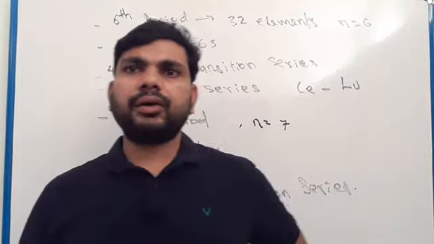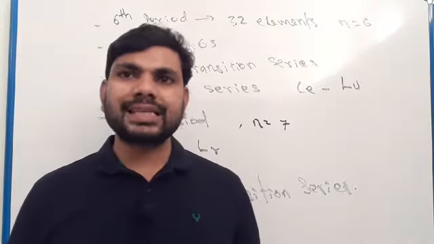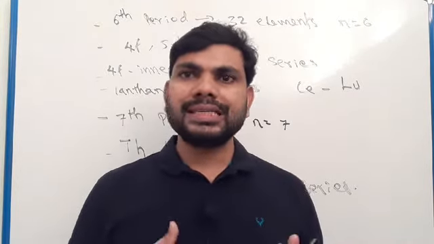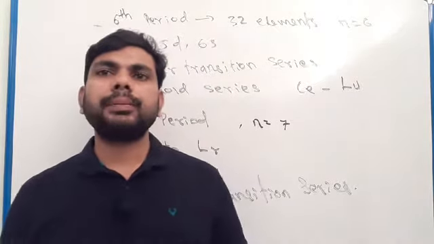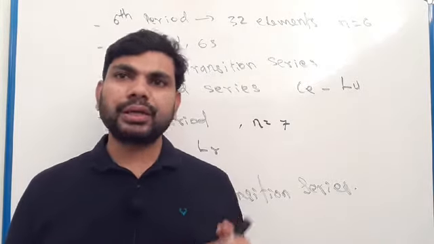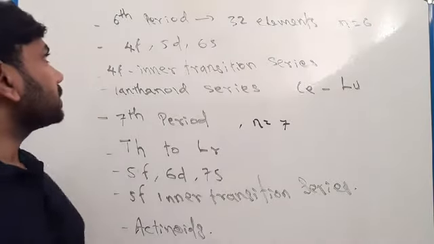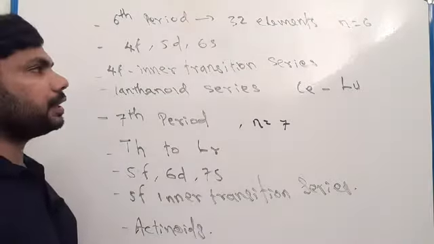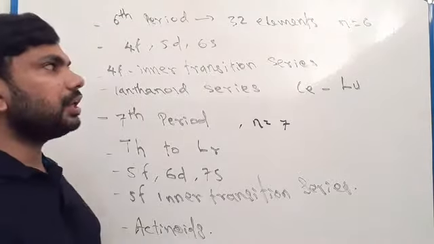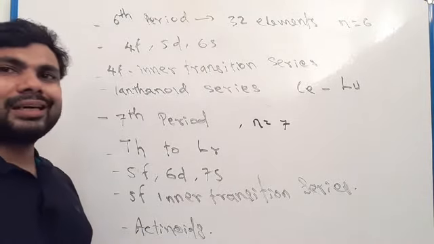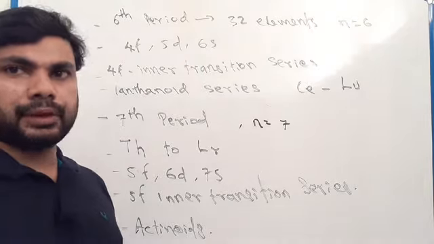Okay, next we have to discuss the 6th and 7th periods. The 6th and 7th periods come in the f block elements. See here, in the 6th period of the periodic table, you can see there are 32 elements.